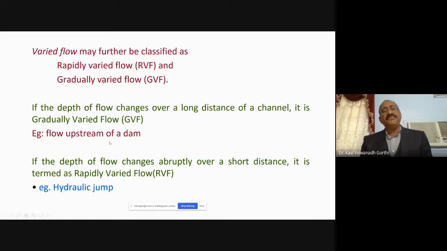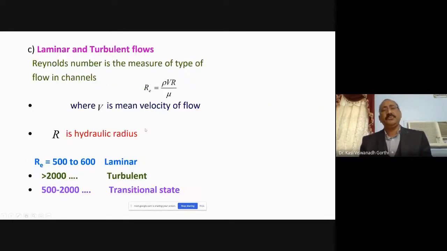Similarly, in the upstream of a dam, the water slowly joins the reservoir. So there is a gradual rise of water level over long distances of 200, 300 meters, and then it is called gradually varied flow. So rapidly varied flow and gradually varied flow are the parts of the non-uniform flow, also called varied flow. The third classification is about laminar and turbulent flows.